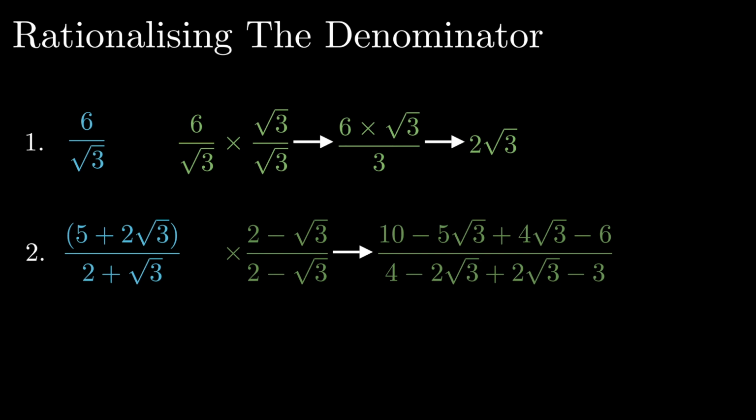So when we simplify this, on the top 10 minus 6 gives us 4, and minus 5 root 3 plus 4 root 3 gives us minus root 3. On the bottom you can see the minus 2 root 3 and the plus 2 root 3 will cancel out, so we're just left with 4 minus 3, which gives us 1. So our final answer is 4 minus root 3 over 1.